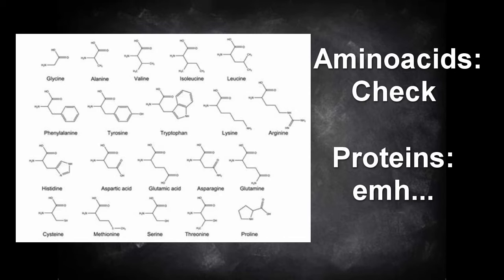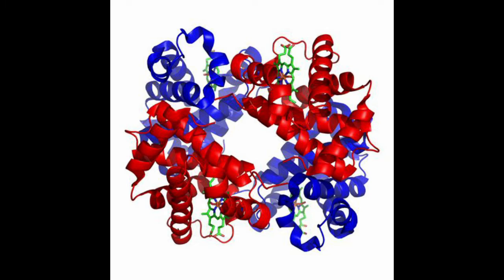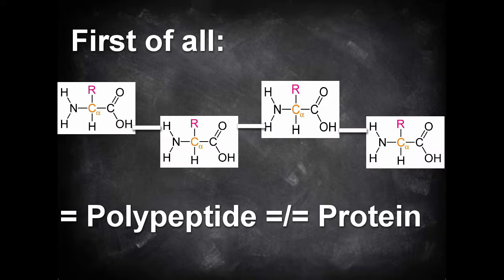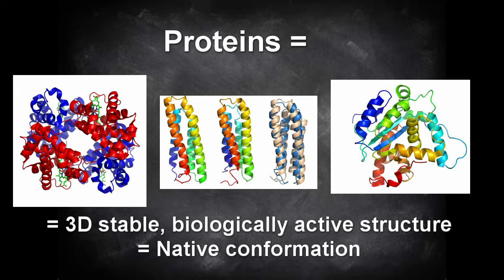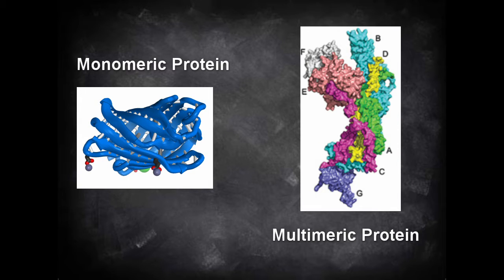Now that you know everything you need to know about amino acids, we can move on and talk about the real thing, proteins. First of all, we need to clear something up. When you link together a bunch of amino acids, you don't find yourself in the presence of a protein, but only of what we call a polypeptide. Well, a protein is one or even more polypeptides linked together that has also reached a three-dimensional, biologically active, stable structure called native conformation. We can distinguish between monomeric and multimeric proteins, whether it's made of one or more polypeptides, but in either case it has to reach the native conformation to be properly called a protein.